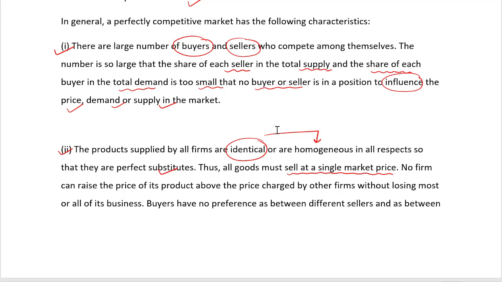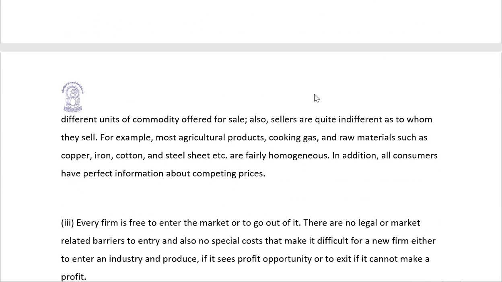No firm can raise the price of its product above the price charged by other firms without losing most or all of its business. Buyers have no preference between different sellers because all the sellers are selling the same product. Sellers are quite indifferent as to whom they sell. For example, most agricultural products, cooking gas, and raw materials such as copper, iron, cotton, and steel sheets are fairly homogeneous. In addition, all consumers have perfect information about the competing prices.